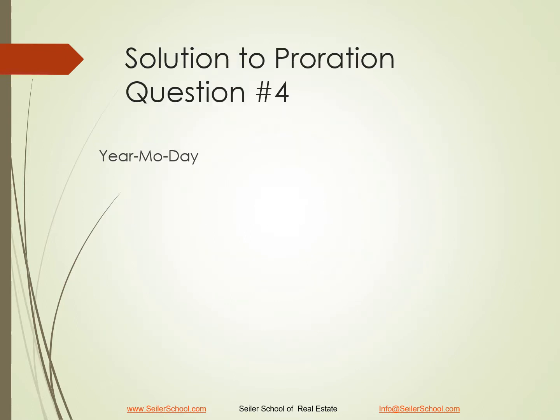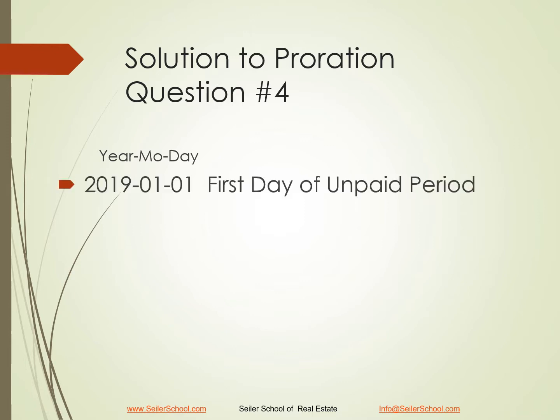Solution to proration question number 4. The first day of the unpaid period, if it's paid through the end of 2018, would be January 1st of 2019. So we write it down in our formula as 2019-01, meaning January, -01, meaning the first day of January. Our closing date is May the 15th of 2018, so we write down 2018-05, which is the month of May, minus 15, our closing date.